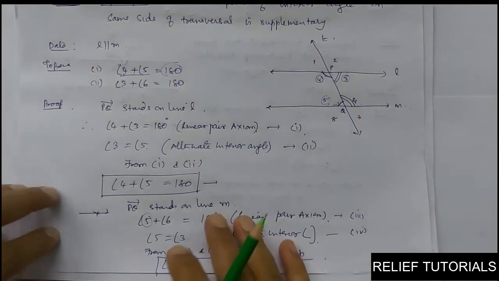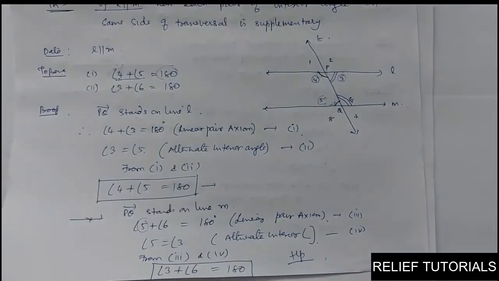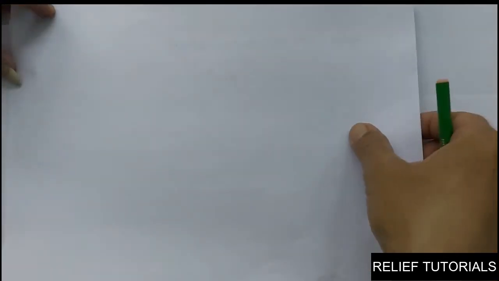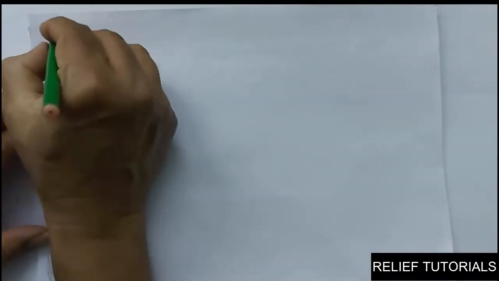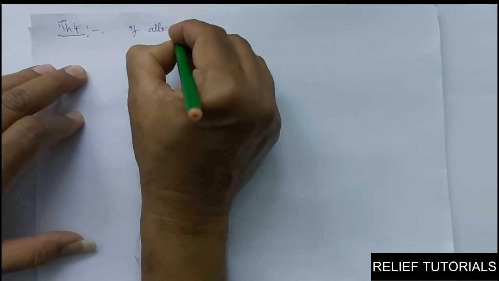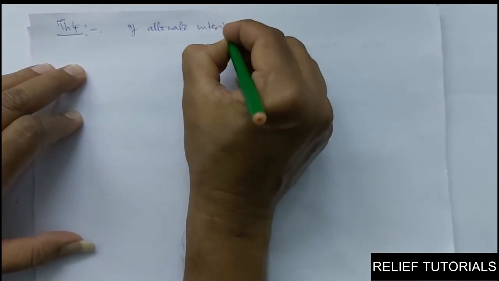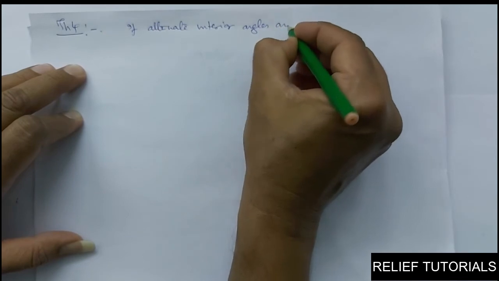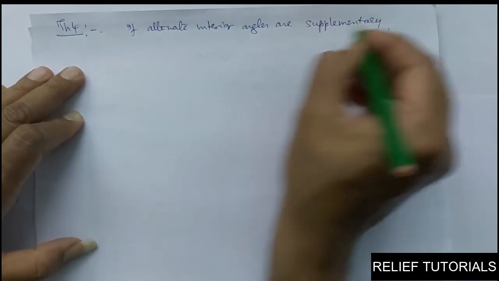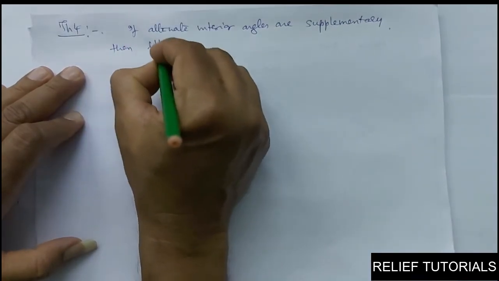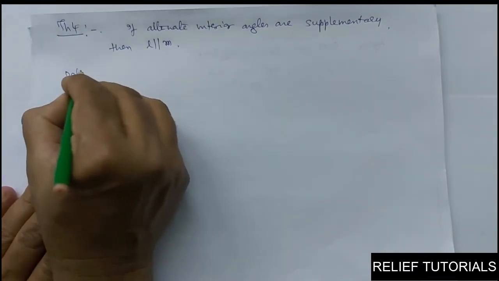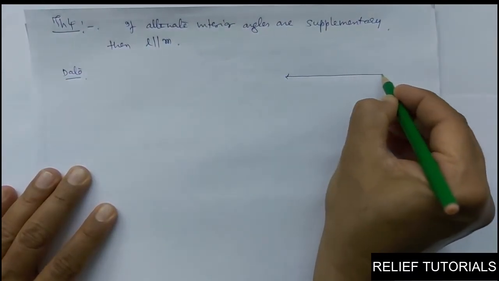Now we are going to prove theorem 4. Last theorem. What is it? If alternate interior angles are supplementary, then L is parallel to M. So I will draw the diagram first. Same diagram, you know.